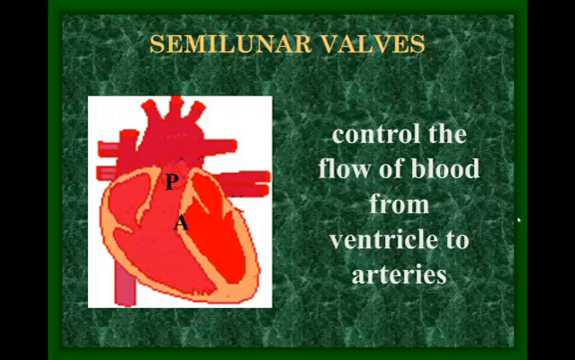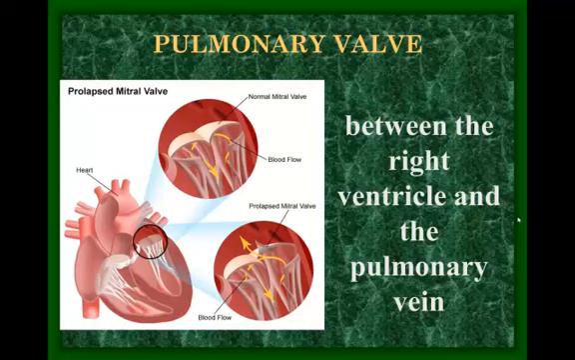And you can see P and A. They actually name these semilunar valves after the artery that they're controlling the blood going into. So the pulmonary valve is between the right atrium and the right ventricle and the pulmonary valve. Whenever you see the word pulmonary, remember, lungs. So pulmonary is going to the lungs.